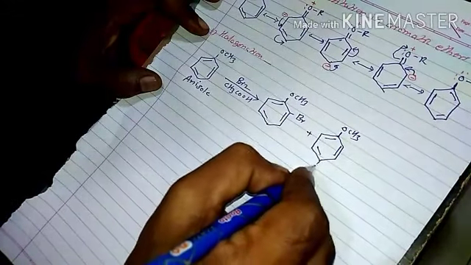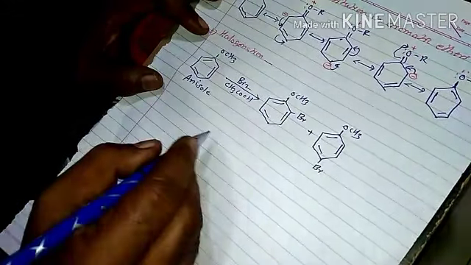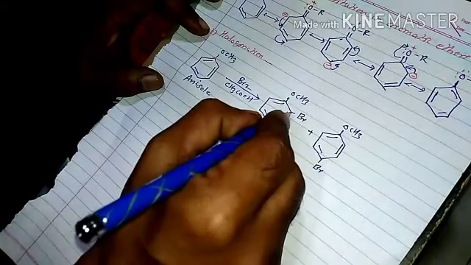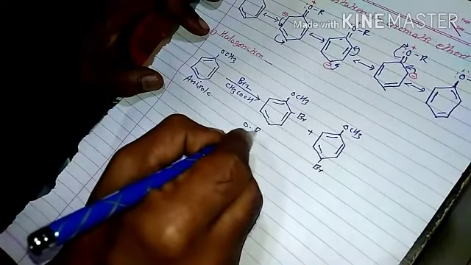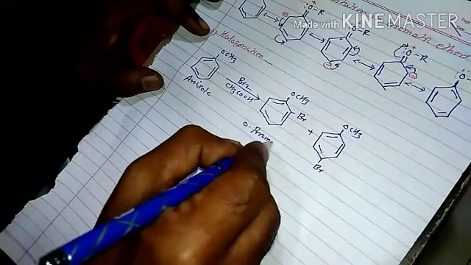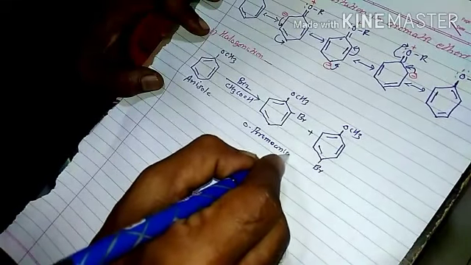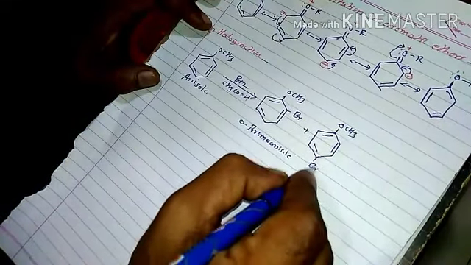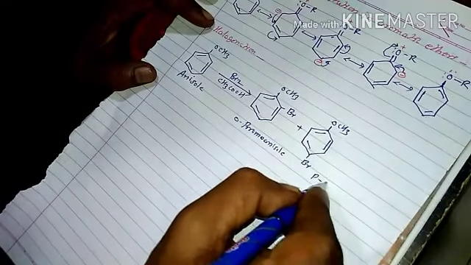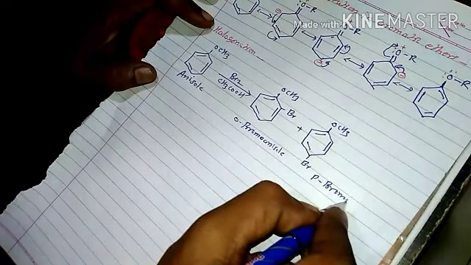Now here, balanced reactions are not given. Now what is the name of this compound? This is ortho bromo anisole. And what is the name of this compound? This is para position, so p-bromo anisole.